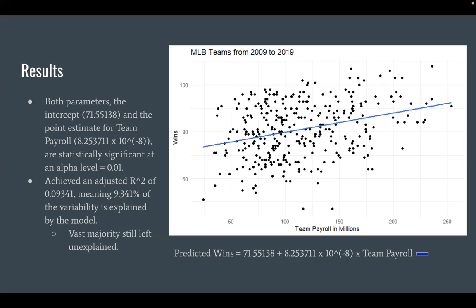While there may be a statistical relationship between these two variables, the model achieved an adjusted R squared of 0.09341, meaning 9.341% of the variability in wins is explained by the model. This means that the vast majority of the variation is still left unexplained by other factors.